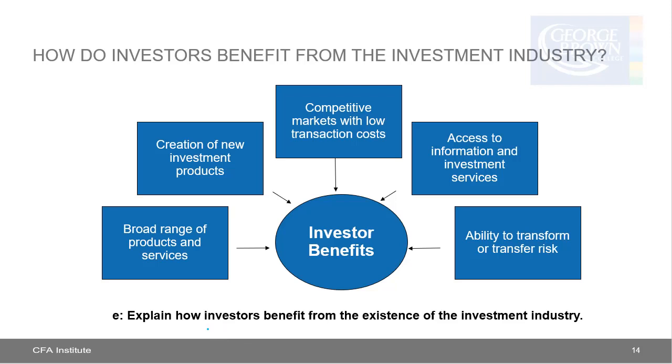Moving on to Learning Outcome Statement E, which is explain how investors benefit from the existence of the investment industry. You can see there are 5 main points from the text. Number 1, broad range of products and services. Number 2, creation of new investment products. Number 3, competitive markets with low transaction costs. So when markets are more competitive, transaction costs go down. Number 4, access to information and investment services. And number 5, the ability to transform or transfer risk. So again, these are just the main points from the text. To get more information, you need to go in and continue to read the chapter.